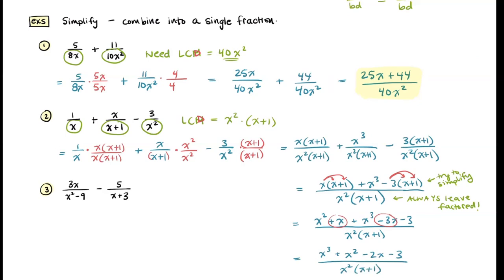Now the final thing to do might be to see if you can then factor the numerator. There's no GCF. There's 4 terms, but factoring by grouping isn't going to be successful here. So, it's pretty much as factored and simplified as we can get.